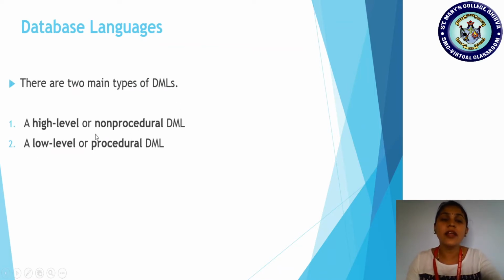One is a high level, or non-procedural, data manipulation language, and another one is a low level, or procedural, data manipulation language. So remember this: what is a data manipulation language, and which are the two categories in it, may be asked. High level or non-procedural DML, or a low level procedural DML. These are the two classifications or categories.